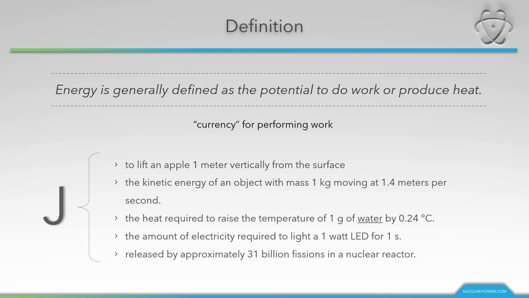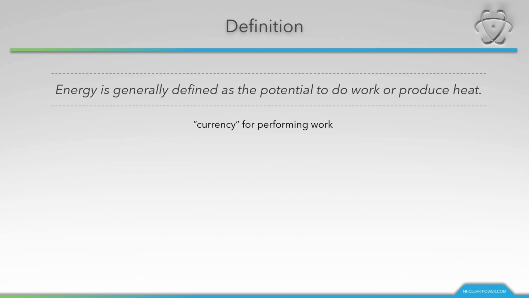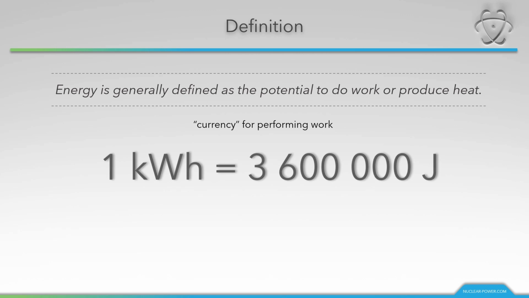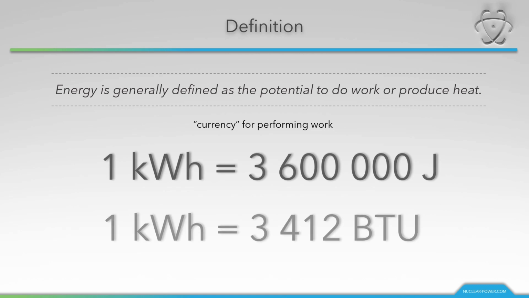1 joule in everyday life corresponds to approximately the energy required to lift a medium-sized apple 1 meter vertically from the surface of the Earth. It is the kinetic energy of an object with a mass of 1 kilogram moving at 1.4 meters per second. It is the heat required to raise the temperature of 1 gram of water by 0.24 degrees Celsius. It is the amount of electricity required to light a 1 watt LED lamp for 1 second. 1 joule is released by approximately 31 billion fissions in a nuclear reactor. That is 1 joule.